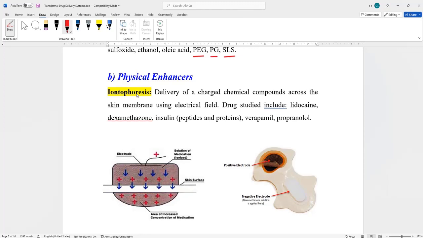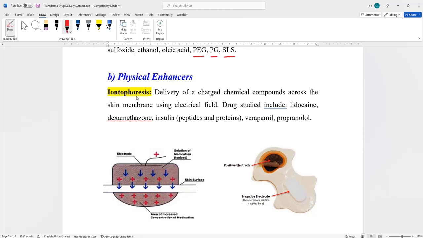Now, so far I'm not aware of any transdermal drug delivery system that uses physical enhancers for delivery of a pharmacological or active drug. I'm not aware of that, okay? But there are studies on that.